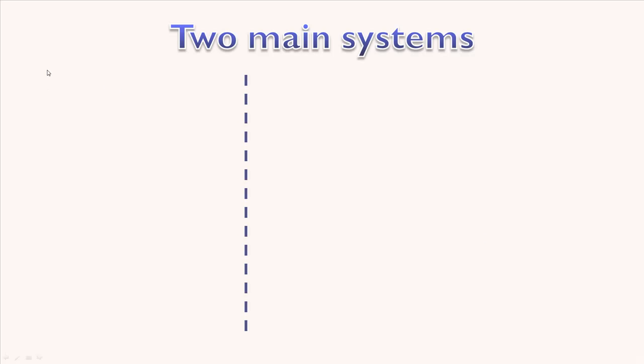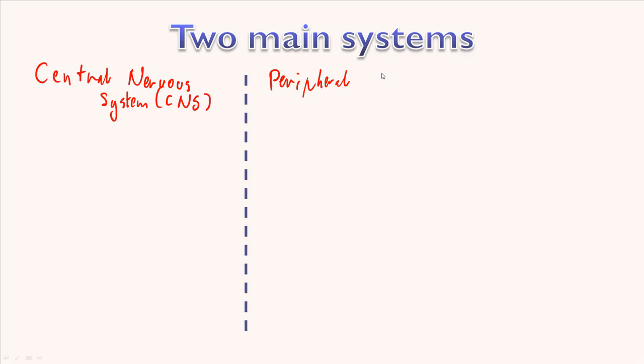First, we have the central nervous system. Central nervous system. And for that, we can have the acronym CNS. And then we have the peripheral nervous system. And we can have this acronym. So what we do when we think about the nervous system, we have these two main systems.